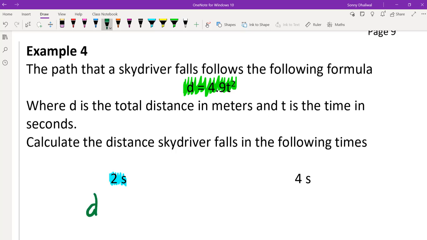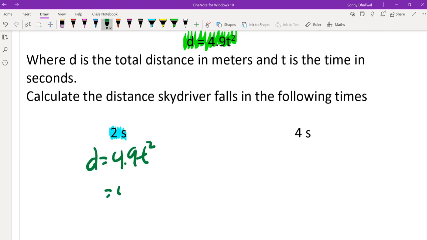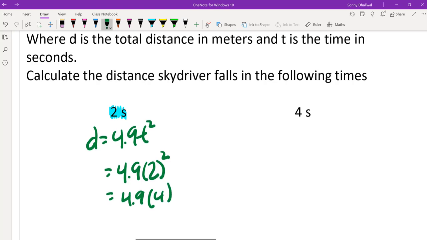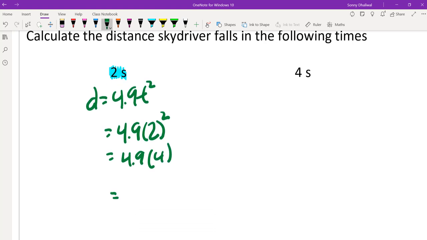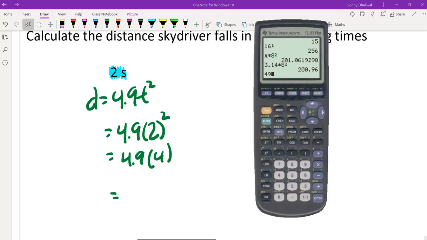That's all I'm asking you to do. So our equation is D is equal to 4.9 T squared. Right? And you're given the value of time is equal to 2 seconds. So where you see the time, you can replace it with the number 2 in brackets. So when we're replacing variables, replace it with a number, put it in brackets. There we go. So that would be 2 squared. Sorry, 2 squared is 4. So you have 4.9 times 4.